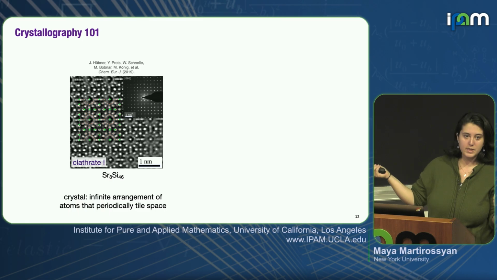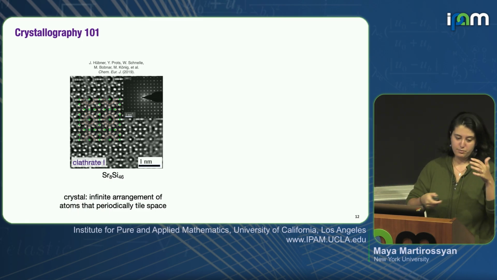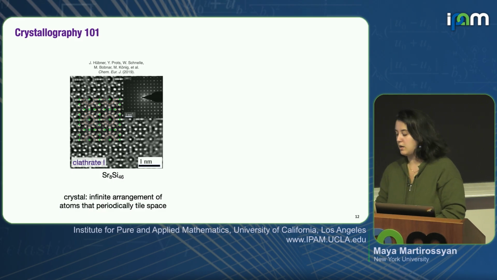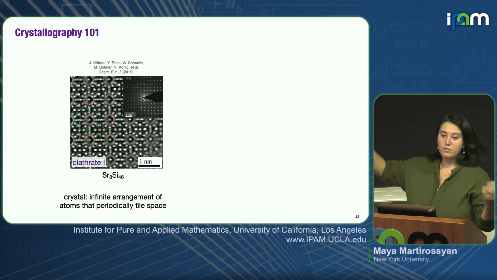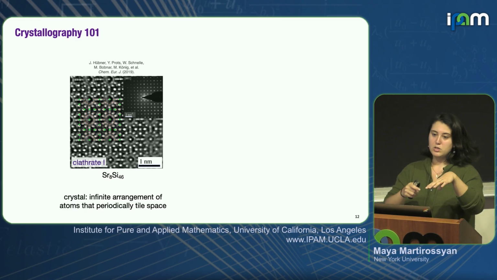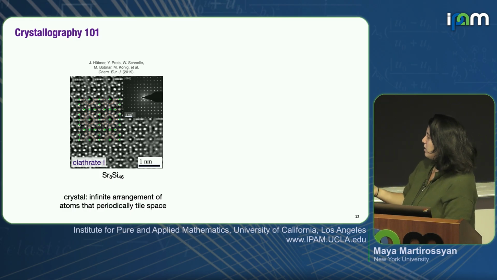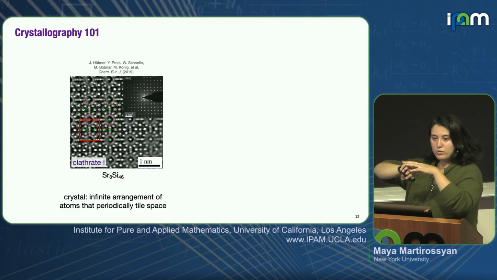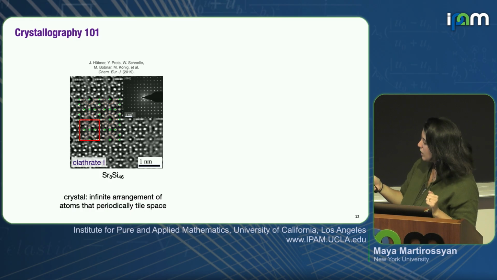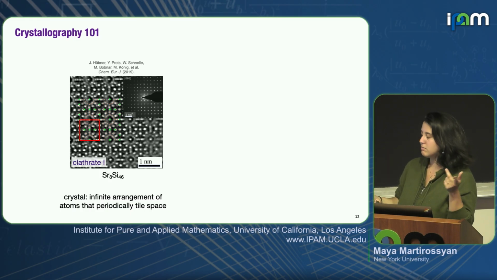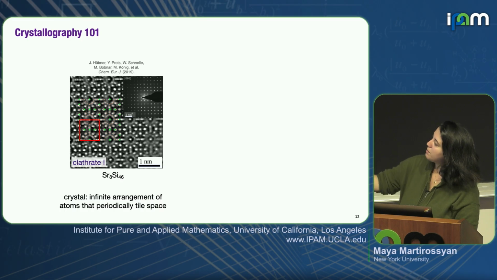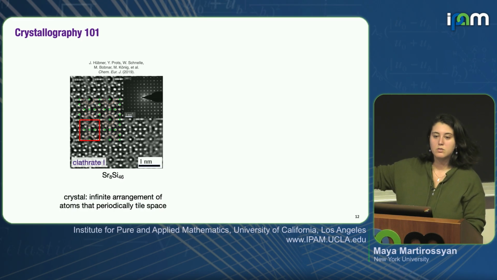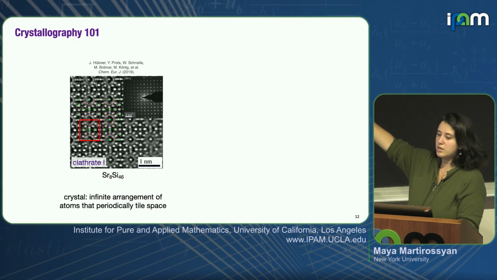A crystal is an infinite arrangement of atoms that periodically tile space. You can break down this infinite object into its small constituent, which tiles space. The field of crystallography is very good at this. This particular crystal is a clathrate structure. It has a cage-like, very low density and low bonding around each atom. This is the unit cell marked in red. If I take this little red object and tile it around, I will reproduce my whole crystal.